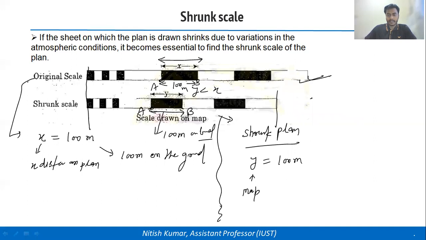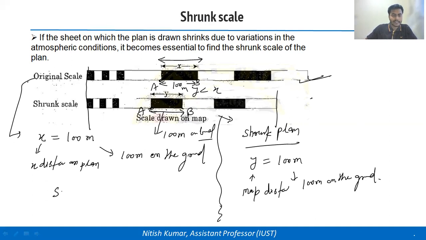This is map distance representing 100 meter on the ground. So here a scale we can write: x by 100 meter. Suppose this is centimeter, so also we can write x centimeter divided by 100 into 100. This is the original scale.